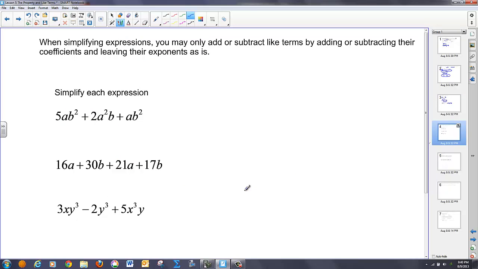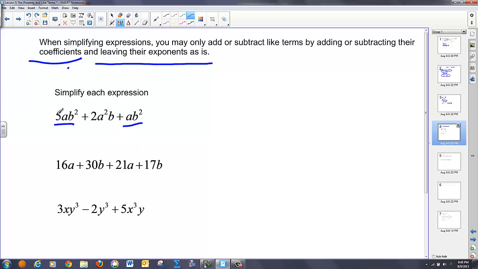And then as a general rule, when we want to add or subtract like terms, we identify that they're like first of all, and then we add or subtract their coefficients, and we leave the exponents as is. So in this case, let's identify those like terms. These are the same problems we just had. These are my like terms.